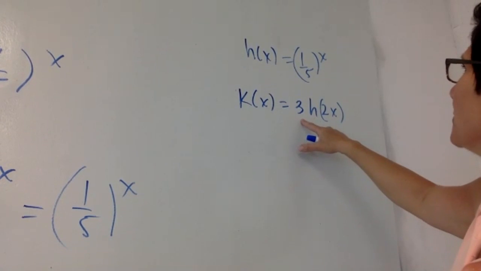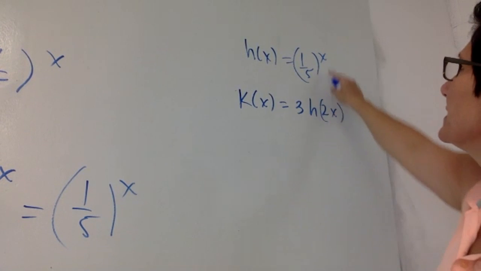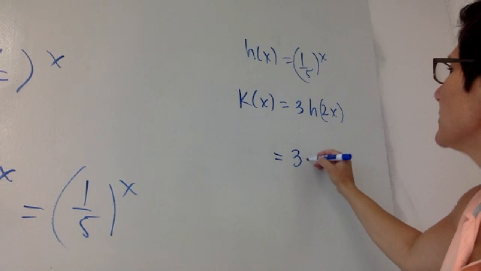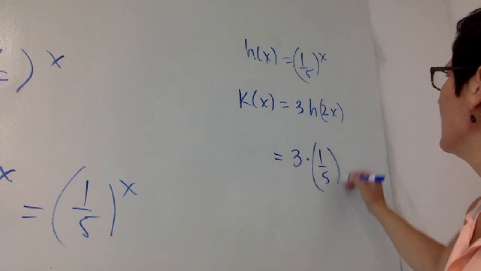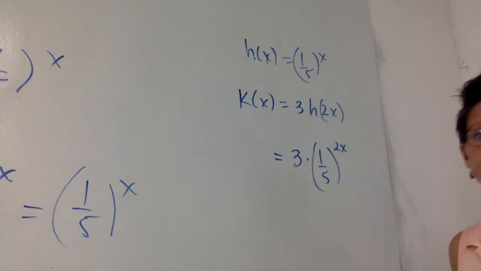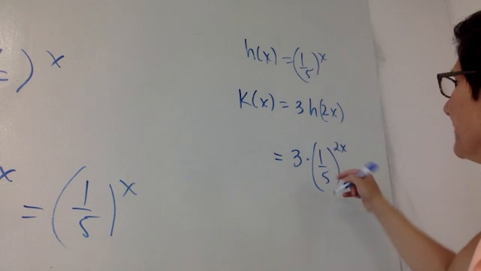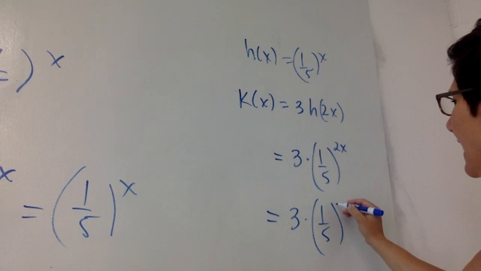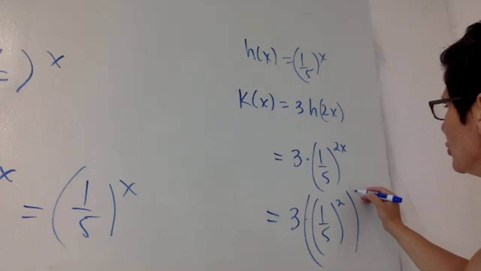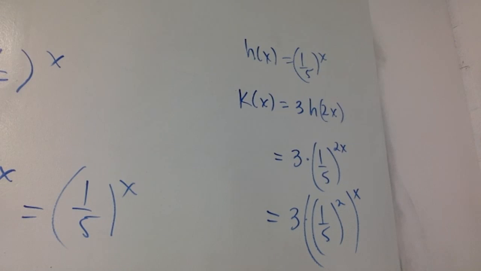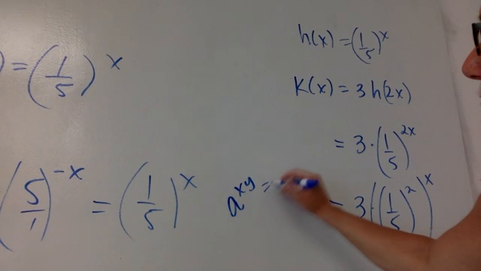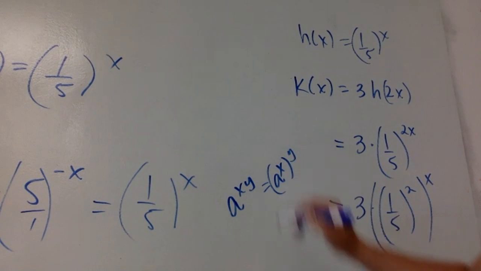So that means we're going to multiply 3 times the function, and everywhere we see an exponent, it's going to be of 2x. So this becomes 3 times 1/5 to the 2x power, right? If you simplify this, again, you're going to use that one law of exponents where you can write this as 1/5 squared to the x power, right? Because again, it goes back to that if you have a to the xy, you can write it as a to the x to the y power and go vice versa. So that's my whole point of that.